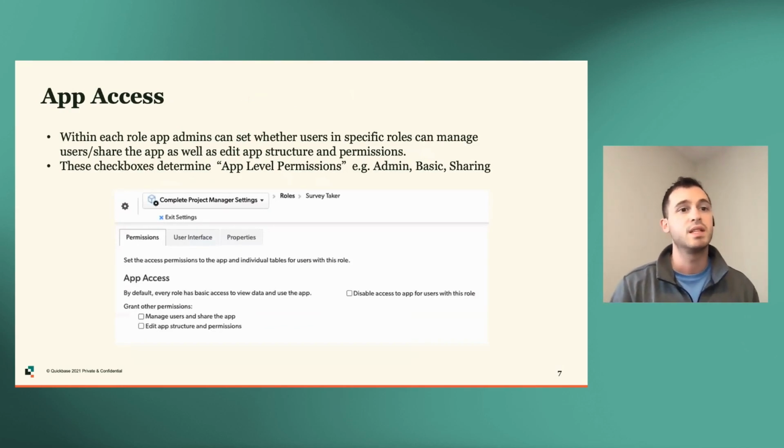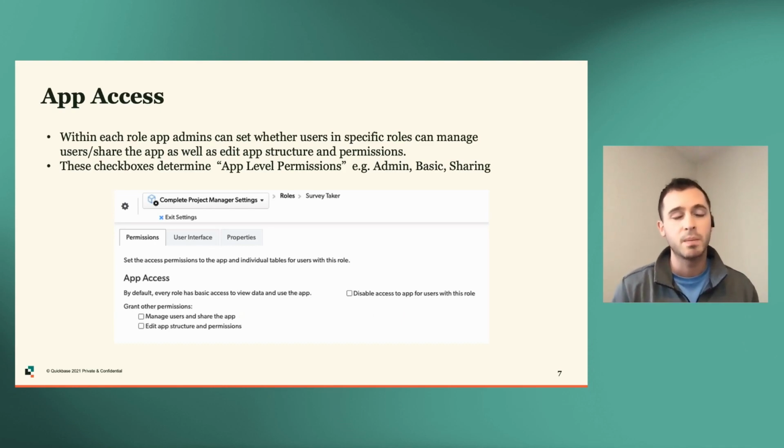So if we go a little bit deeper here, one of the first things within a role that you'll set is what we call app access. So within each role, admins can set whether users have the ability to manage the actual users, so invite users to the application and share that app, as well as edit app structure and permissions. So these two checkboxes that you see right here will determine the app level permissions of that role.